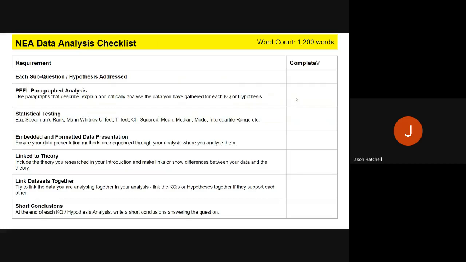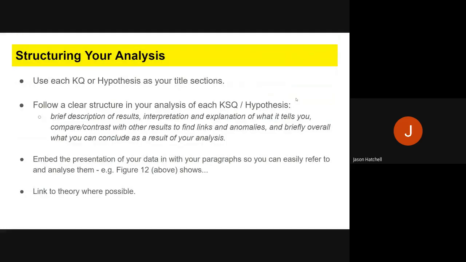So let's just go through some of the things you will find in a data analysis. First of all, structuring your data analysis. And I've already mentioned this. Use each key question or sub-question or hypothesis as titles for your sections in your data analysis. Follow a clear structure. So give a brief description of the results. Interpret and explain what they tell you. Try and compare or contrast them, or find links and anomalies or trends, and then briefly overall conclude as to what the results say.